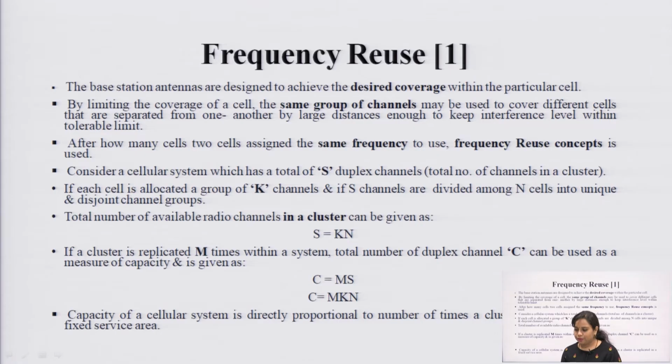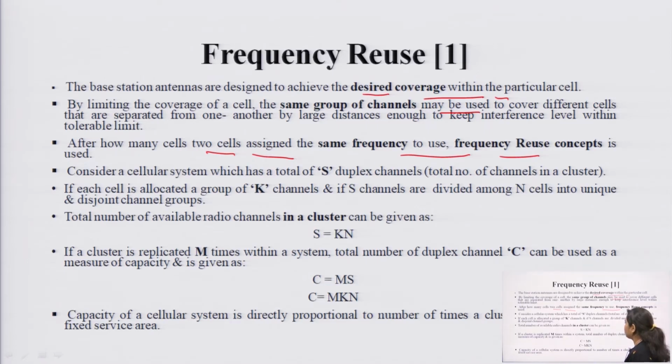Now, this slide shows how we are going to calculate this particular cluster. The base station antennas are designed to achieve the desired coverage within a particular cell. By limiting the coverage of a cell, the same group of channels may be used to cover different cells, because if a pair of channels is allocated, the same group of channels can be used by another cell. So, we have to decide which particular cell has to use the same set of channels, that is, after how many cells two cells are assigned the same frequencies under the frequency reuse concept.